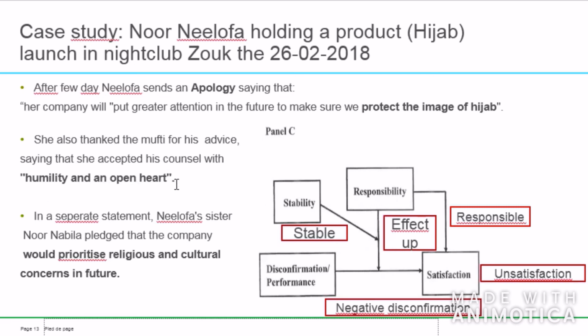So you can see clearly that she went back, because this negative disconfirmation may have some consequences on her image. And even in a separate statement, the sister of Nilofa said that they would prioritize religious and cultural concerns in the future.